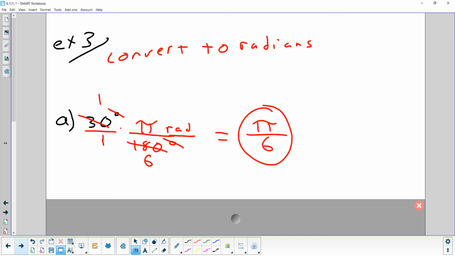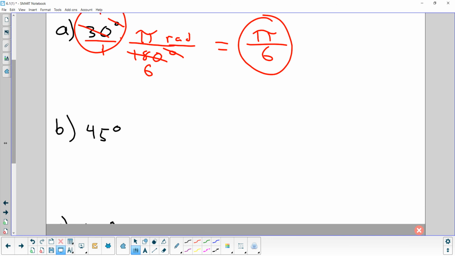And a lot of times, angles that are multiples of 30 or 45, they will leave them as an exact answer. They won't do pi divided by 6 on the calculator. If they want you to, they'll write it out. They'll say round to 2 decimal places. Let's try another one. 45 degrees.